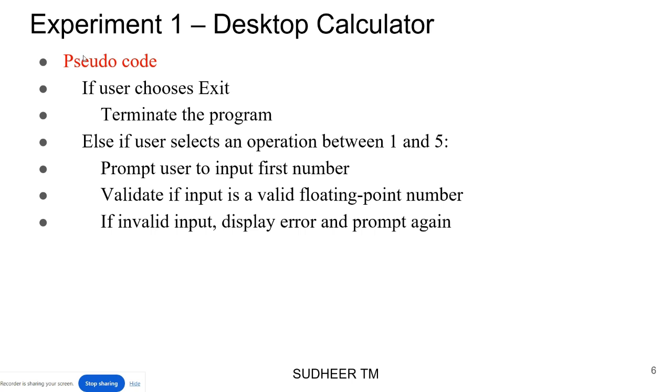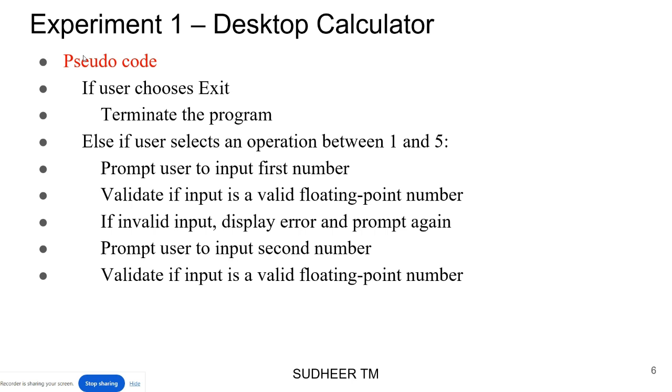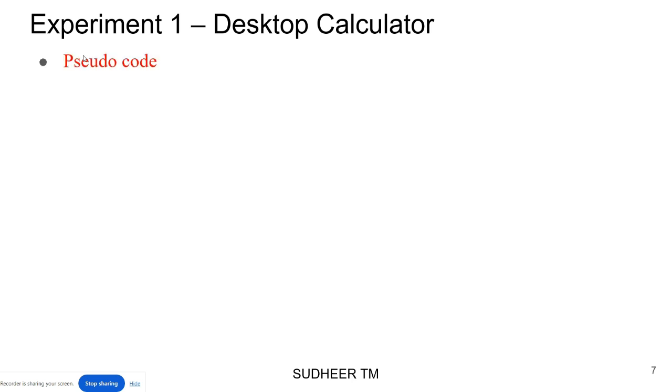So if invalid input, display error and prompt again. What do you mean by prompt again? It means request the number again, the first number again. If it is a correct number, prompt the user to input the second number. Only if the first number is accepted and correct do we need to ask for the second number. This number must also be validated. Then if invalid input, again an error message and prompt for the number like that. You need to give a message to the user.